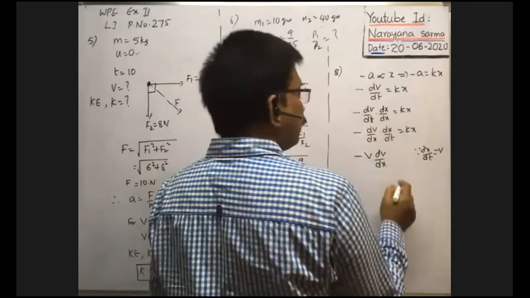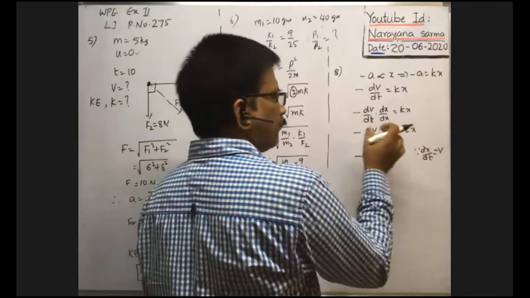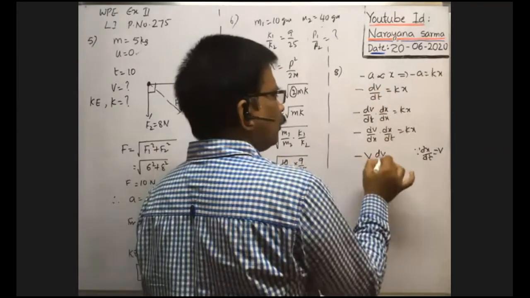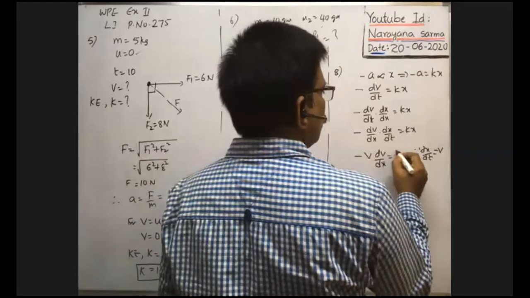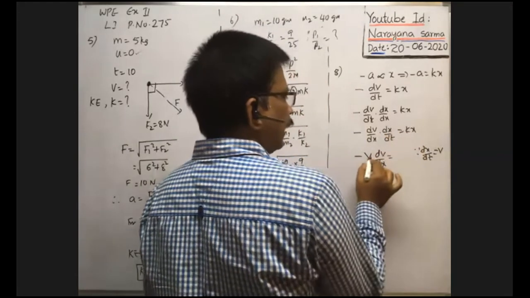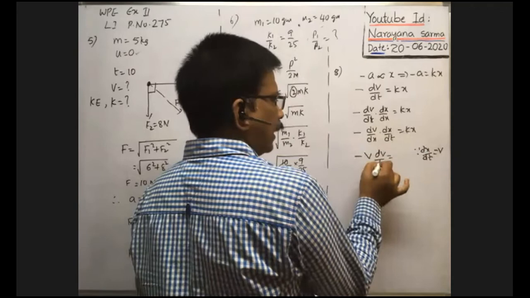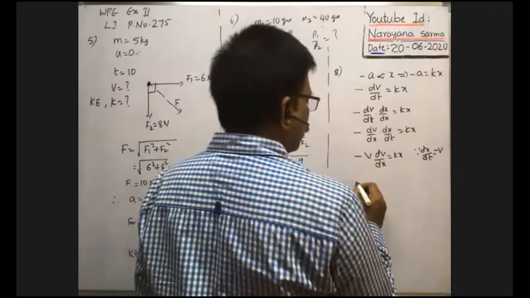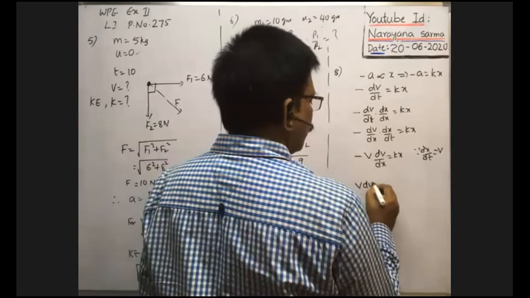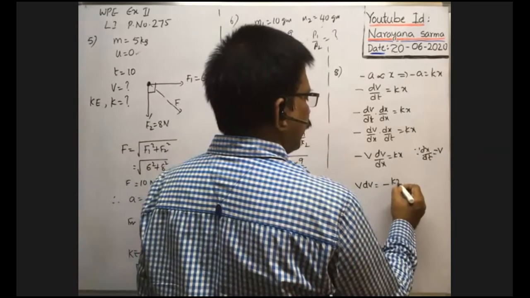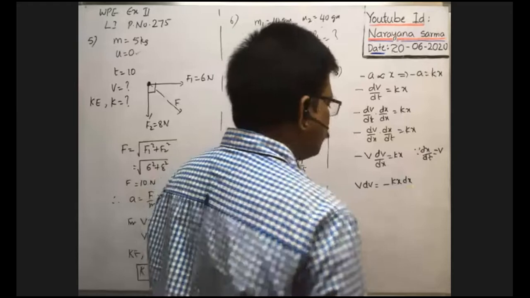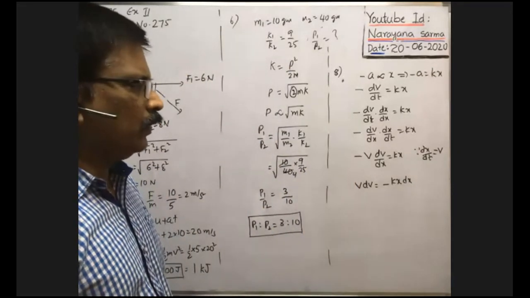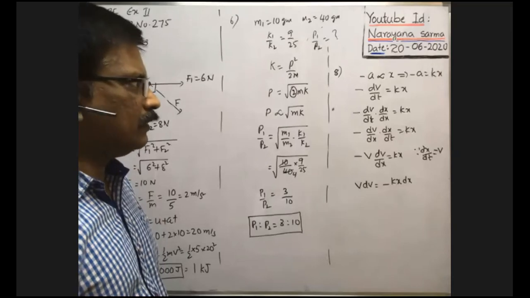So whenever we need the relation between v and x from the acceleration formula, we can write acceleration simply as v into dv by dx. Here, instead of dx by dt I have written v, and dv by dx as it is, that is equal to kx. Therefore, v dv is equal to minus kx into dx. Just I did cross multiplication.